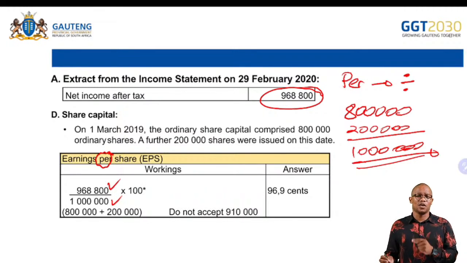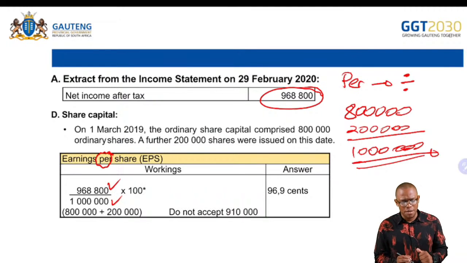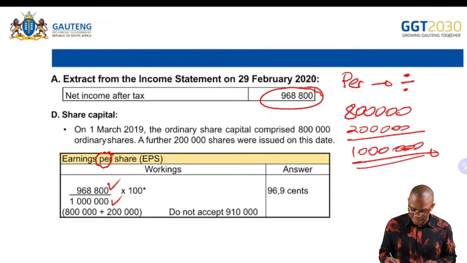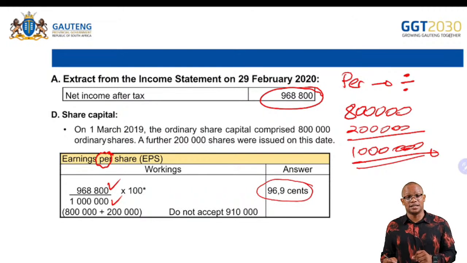So be careful of such information. If they said they don't qualify, it means we were going to subtract those number of shares. So you'll have 968,800 divided by 1 million, multiplied by 100. Then you will get 96.9 cents. I hope the information will help you, Mense, when you do your revision. Let's go to the next one.